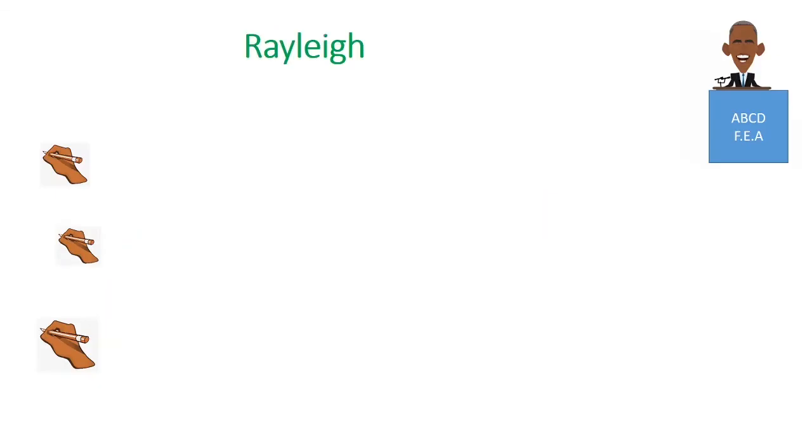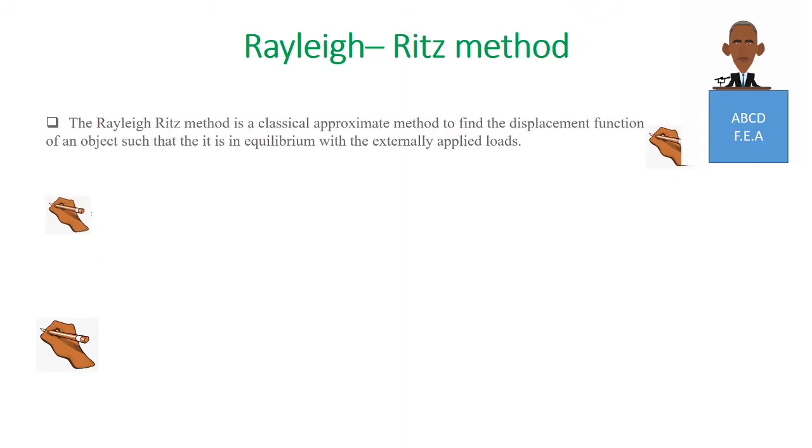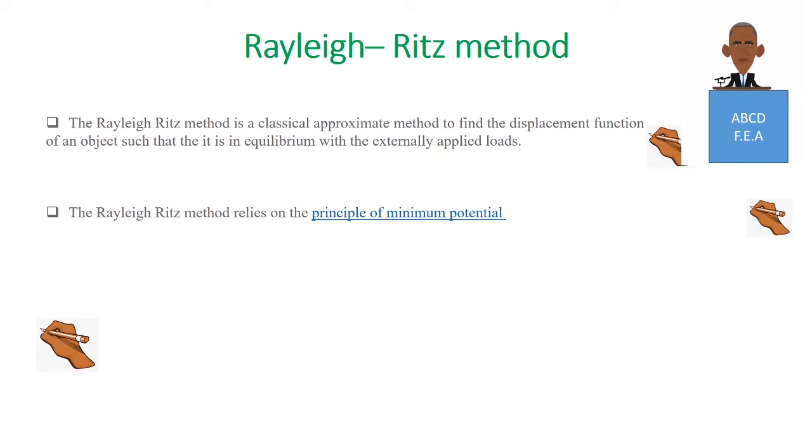So what basically is the Rayleigh Ritz method? The Rayleigh Ritz method is an approximate method to calculate deflection, as we have seen in a cantilever beam, when an externally applied load is acting. For example, in the previous case of the swimming pool, the boy was the externally applied load, when he was trying to jump in the swimming pool.